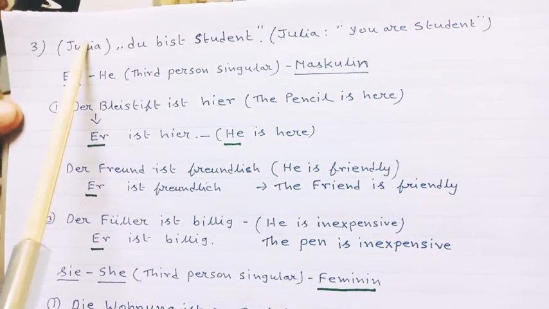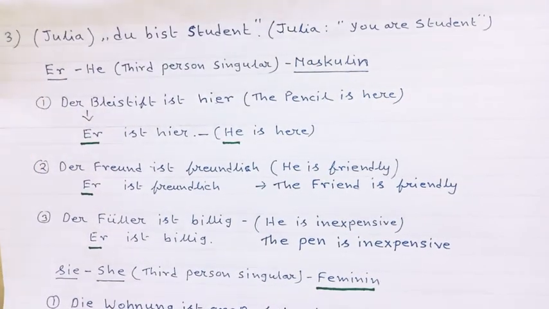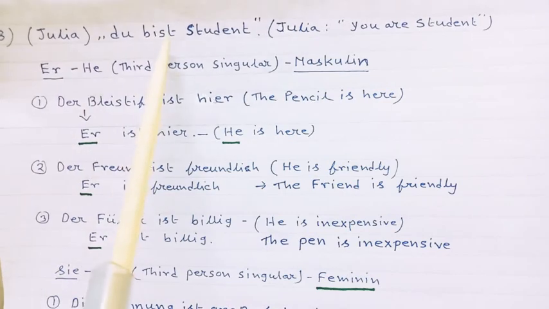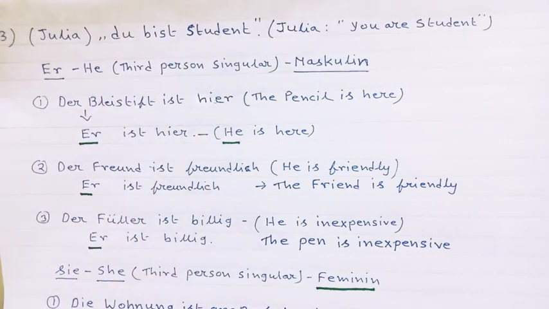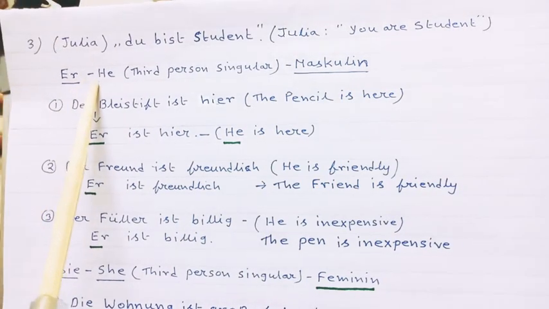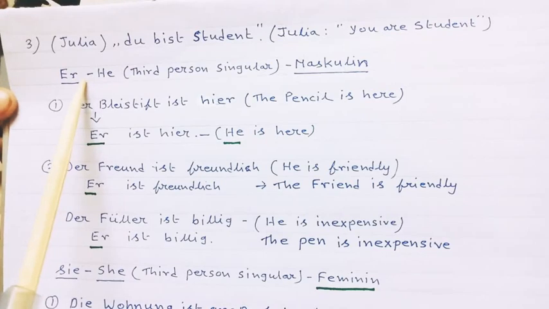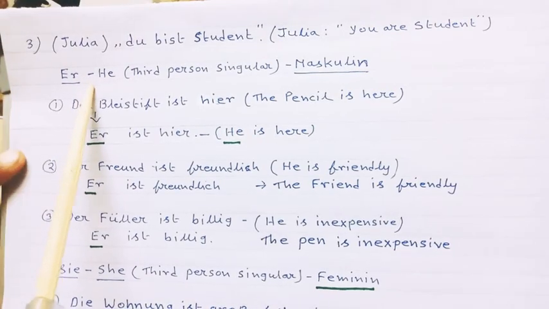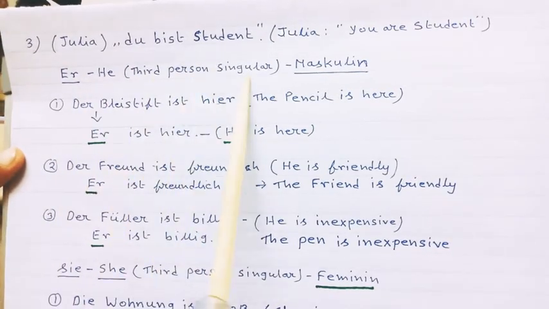Now Julia, du bist Student. Julia, you are student. Now er, that is the third person. He, third person singular, er.